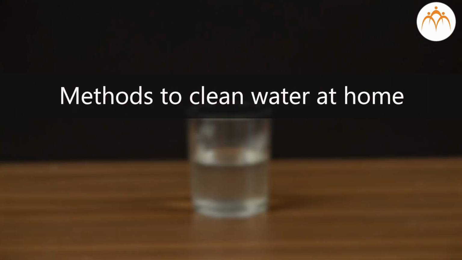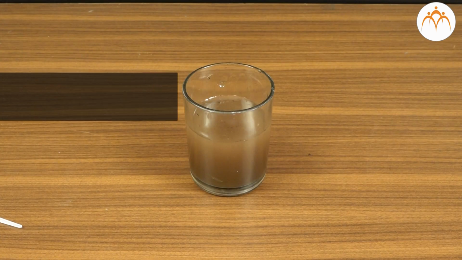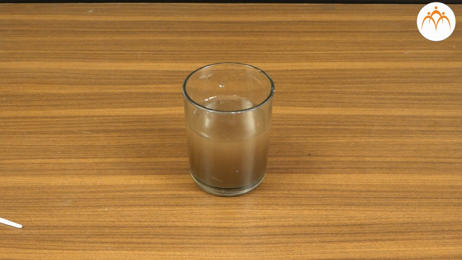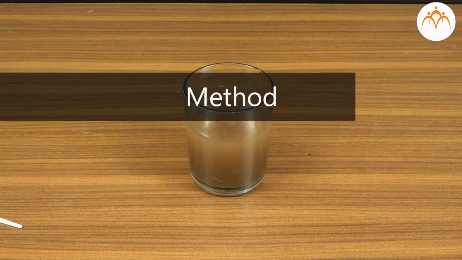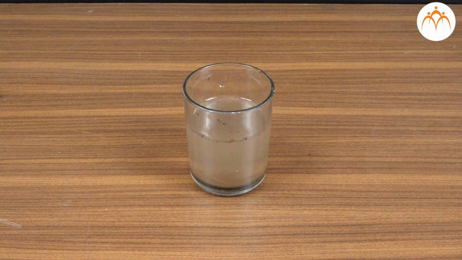Methods to clean water at home. 1. Experiment number 3. Sedimentation. Material: muddy or turbid water. Method: pour the muddy water in the glass. Keep the glass aside without disturbing it for about 4 to 5 hours. Observe the water after 4 or 5 hours.